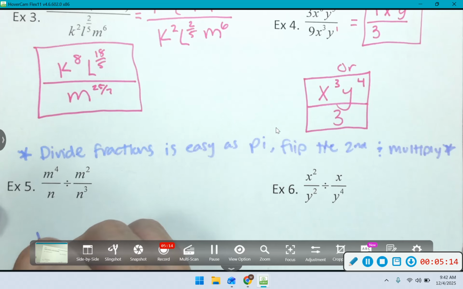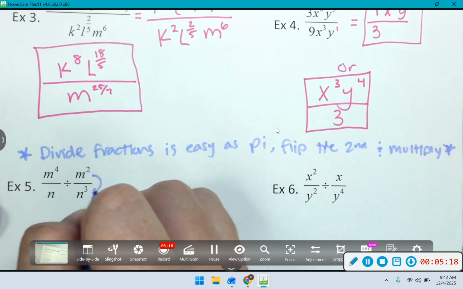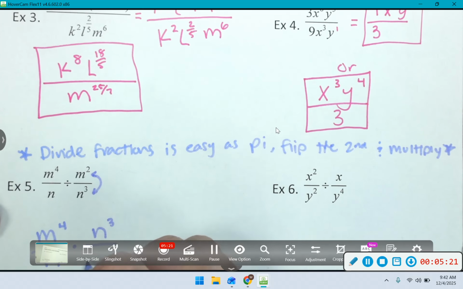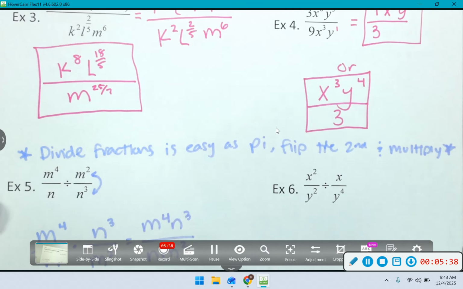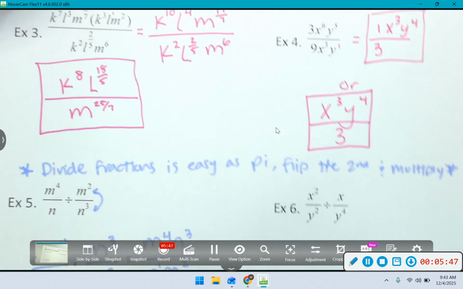So the first one stays the same: m^4 over n, times, we're going to flip it, so n^3 over m^2. Well, you can rewrite this as m^4 n^3 over n m^2. So then you ask yourself, where do I have more m's? Remember, we're going to go alphabetical. M comes first, so 4 minus 2 is 2. Where do I have more n's? On top. So 3 minus 1 is 2. And then the bottom can stay empty. So there's my answer. Oops, might help if you can actually see what I'm writing.